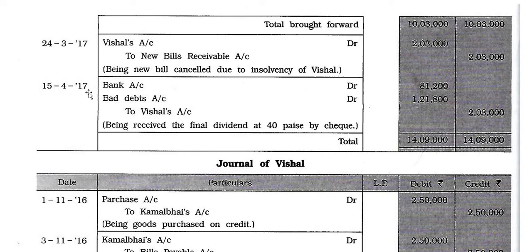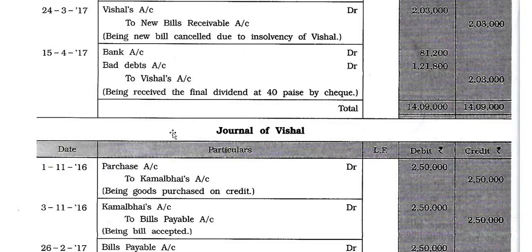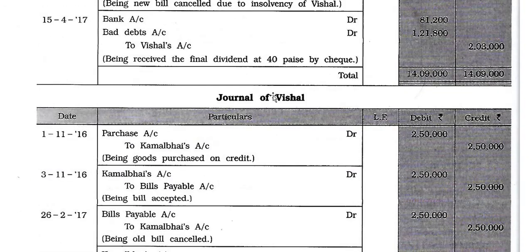Now 15 April 2017, bank account debit. If 1 rupee, then 40 paisa. By this calculation, 2,03,000 gives 81,200 rupees received from Vishal. So bank account debit 81,200. Bad debt account, because now this amount is not received, and so it is a loss for the business, and so bad debt account debit 1,21,800 to Vishal account 2,03,000, being received the final dividend at 40 paisa by cheque.